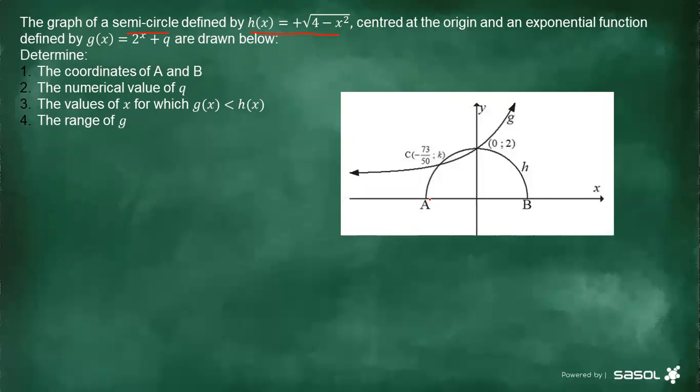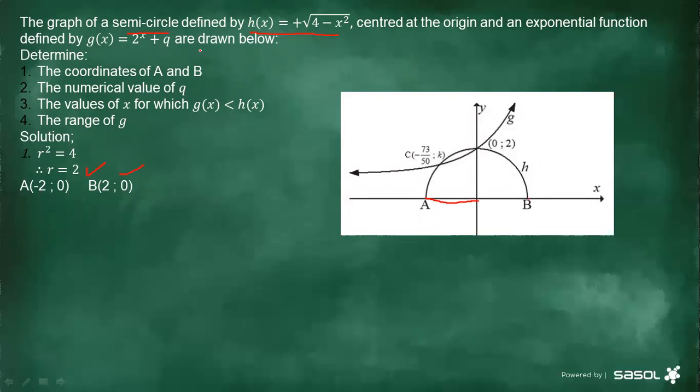You can see the coordinates of a and b are on the semicircle, but if we are able to know the distance of the radius, then we can determine the coordinates. Let's see. The radius: r squared equals 4. What is the radius? If we take the square root of both sides, it's going to be positive 2. Therefore, the coordinates of a is negative 2, 0, and b is 2, 0. So those are the coordinates.